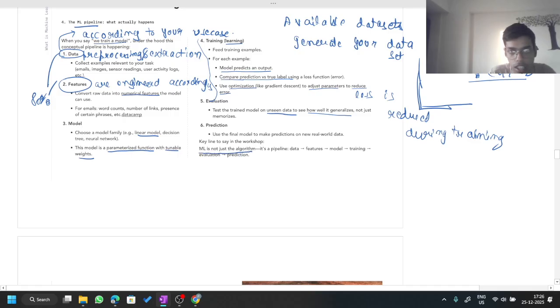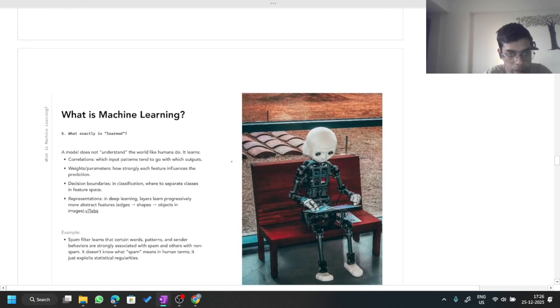And you can see here, it's not just a single algorithm, it's a pipeline where we work with data, do some feature engineering, the model is carefully selected, training is done, evaluation is done, and finally we deploy it to our prediction stage.